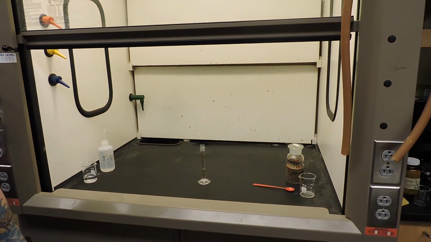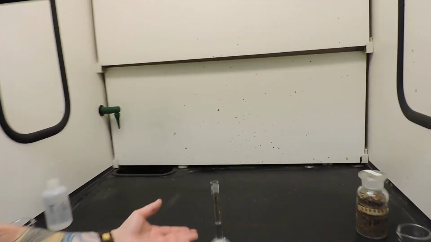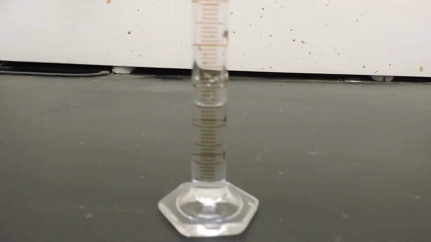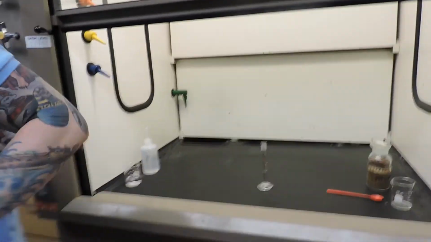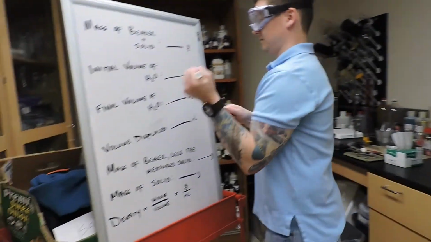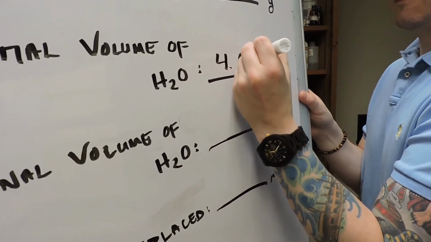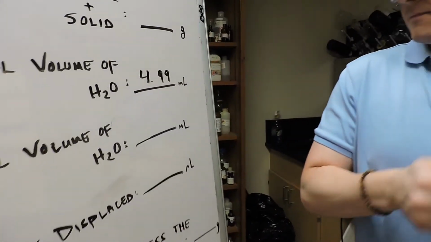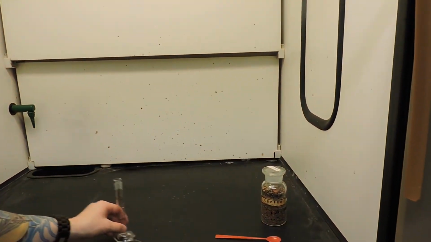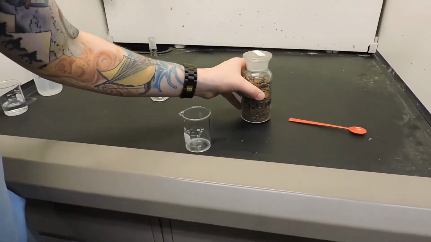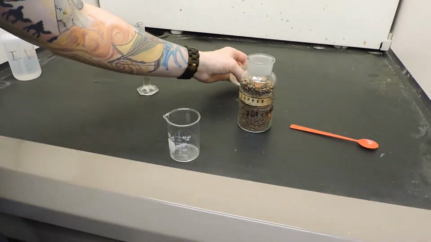Place about 5 milliliters of water in your 10 milliliter graduated cylinder. Measure the volume to the nearest 0.1 milliliter. Take a clean, dry beaker, choose an irregular solid, and place 1 spoonful of it into the beaker. In this case, we are using copper.